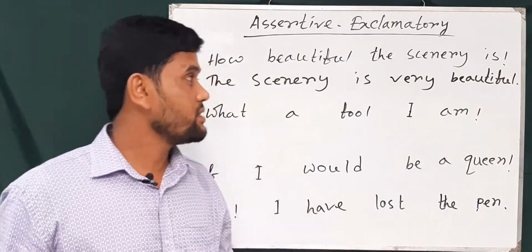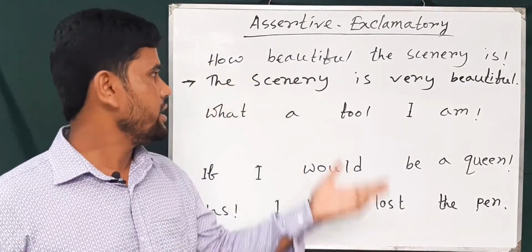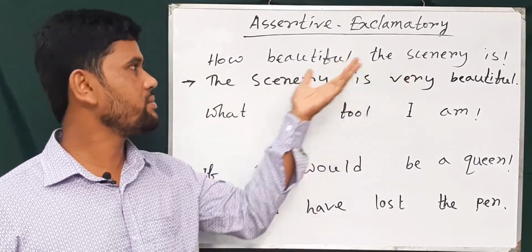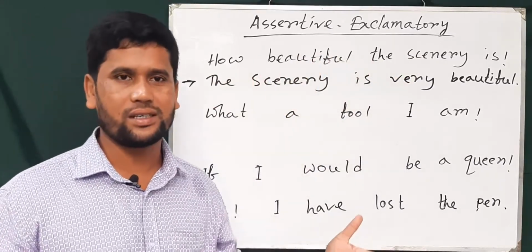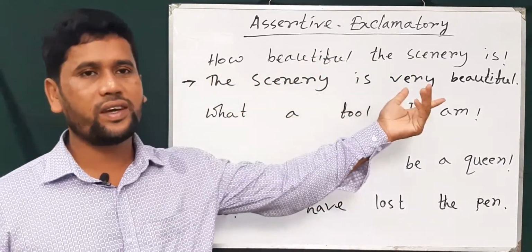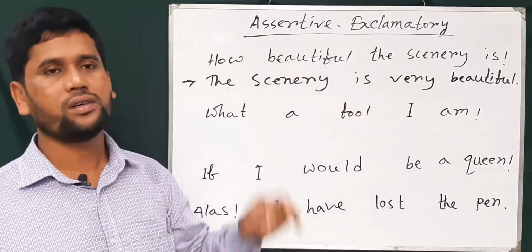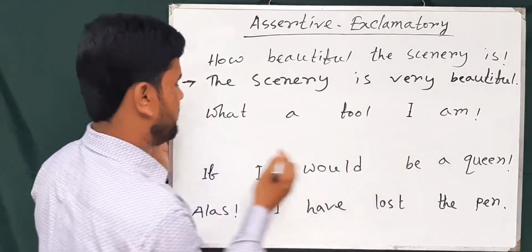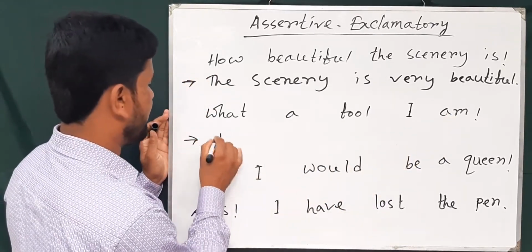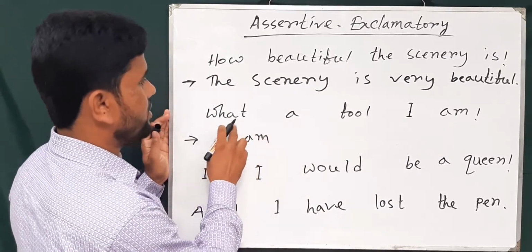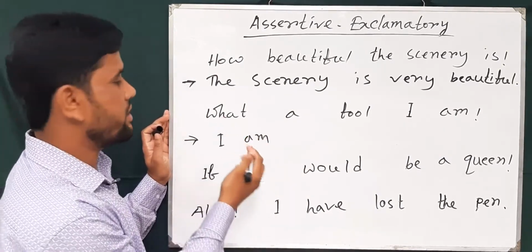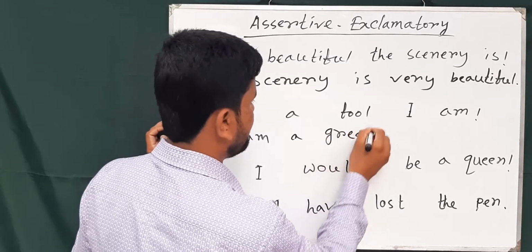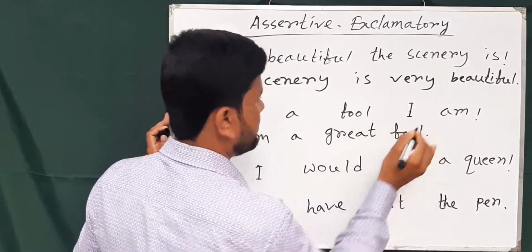The basic difference between assertive and exclamatory: an assertive sentence may start with subject and verb, but we find subject and verb at the end of an exclamatory sentence. And instead of how, we can use very, or instead of very, we can use how in the exclamatory sentence. And you see here, am is also a subject and verb: I am. We can use very or great: I am a great fool, and we can use a full stop.